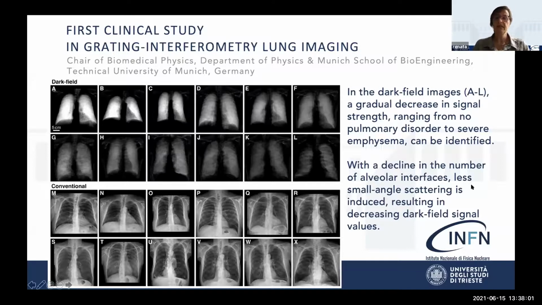And what happened is that with a decline in the number of alveolar interfaces, less small angle scattering is induced, resulting in decreasing dark field signal values. So the evidence of emphysema is quite evident. So it's very promising.